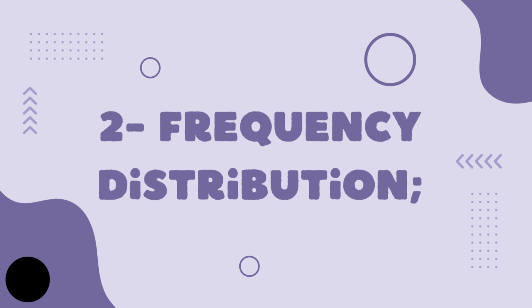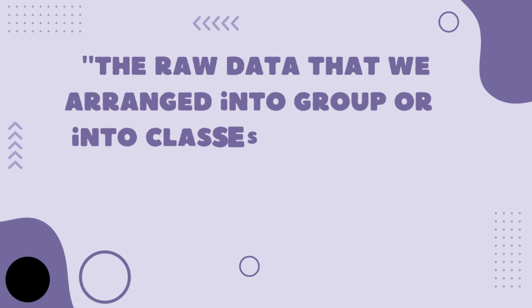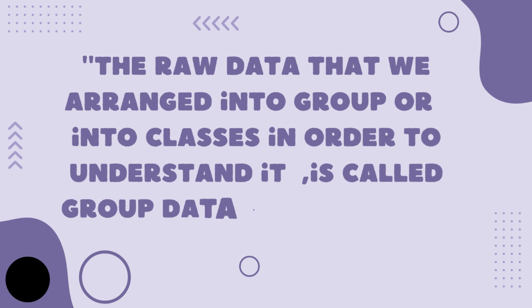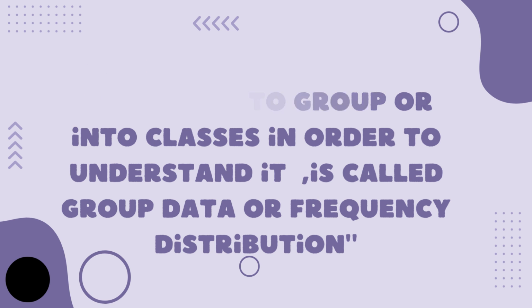Another important concept, frequency distribution. We are going to dive into it. The raw data that we arrange into groups or classes in order to understand it is called the group data or the frequency distribution. When we collect the data, we order this data and put it into groups. So it is then known as the frequency distribution or the group data.